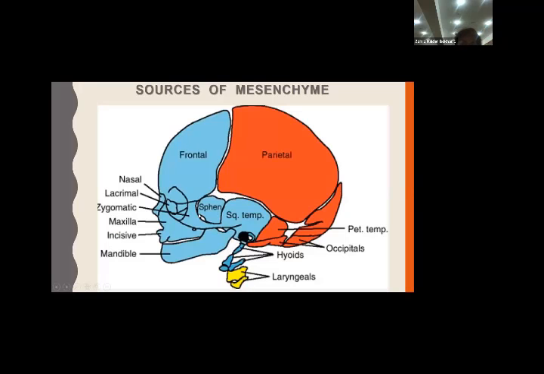This is simply to tell you the sources of mesenchyme. All of this in blue develops from neural crest cells, and in red all this develops from paraxial mesoderm, whereas over here this part develops from occipital sclerotomes. We will talk about it ahead.